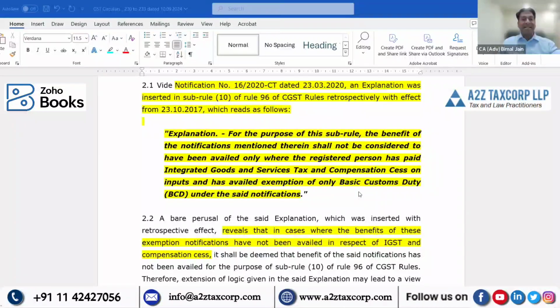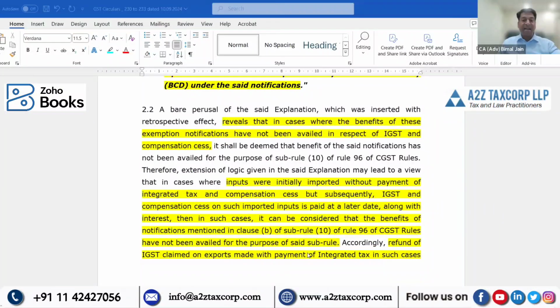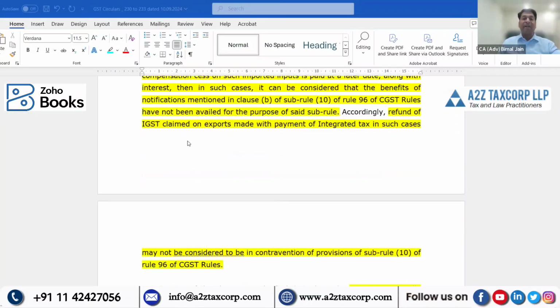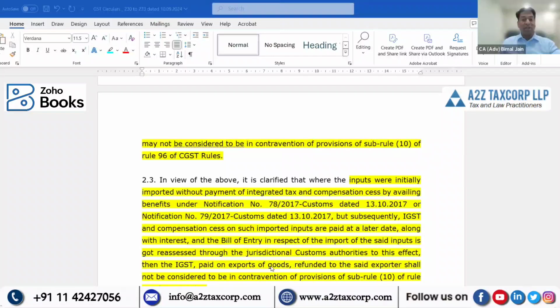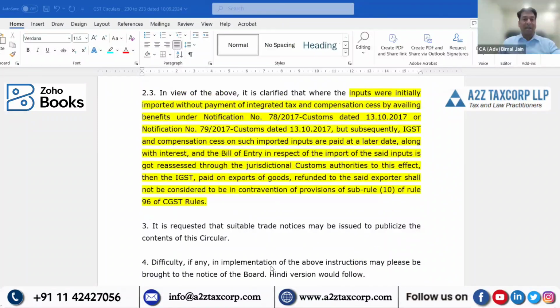So if you have paid the IGST and compensation cess along with interest, then it will be termed as if you have not availed such exemption notification benefit. It is only with respect to BCD, basic custom duty. So taking this context in mind, they are now concluding accordingly that refund of IGST claimed on export made with payment of IGST in such cases may not be considered to be in contravention of the provision of sub-rule 10 of Rule 96 of such CGST rule. This is what they are clarifying, and this is the context. That's all. This is what the circular is talking about.